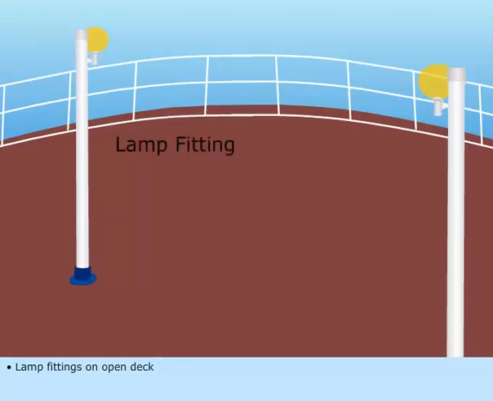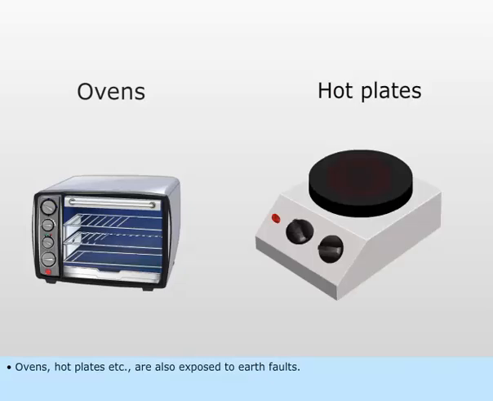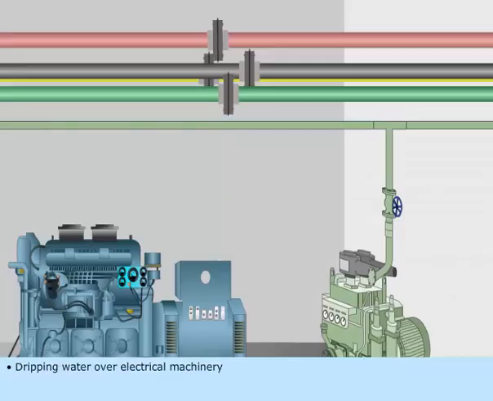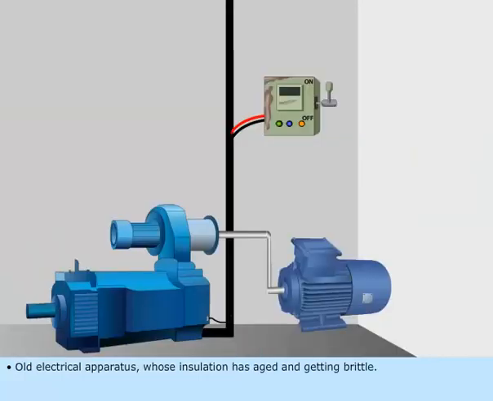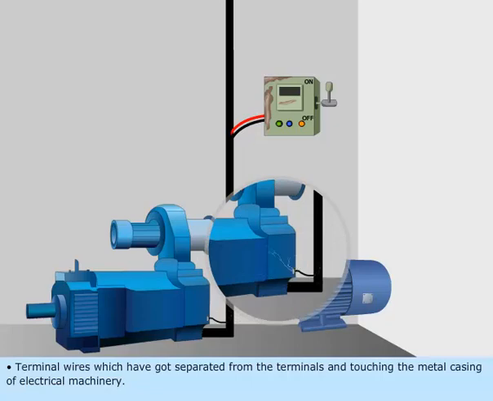Lamp fittings on open deck. Washing machines drenched in water area. Ovens, hot plates, etc. are also exposed to earth faults. Dripping water over electrical machinery. Old electrical apparatus whose insulation has aged and getting brittle. Terminal wires which have got separated from the terminals and touching the metal casing of electrical machinery.